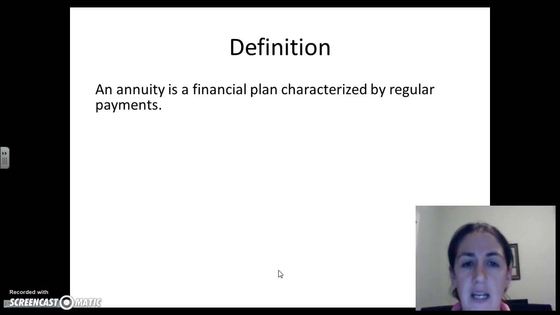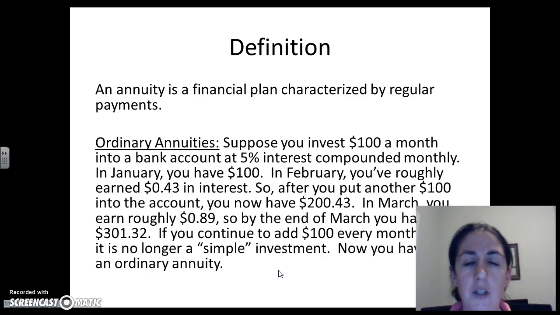An annuity is a financial plan characterized by regular payments. So the first thing we'll talk about is ordinary annuities. Let's suppose we invest $100 into a bank account at 5% interest compounded monthly. In January, we would have $100. But in February, we've earned about 43 cents of interest on that $100. But then we're also going to put another $100 in.